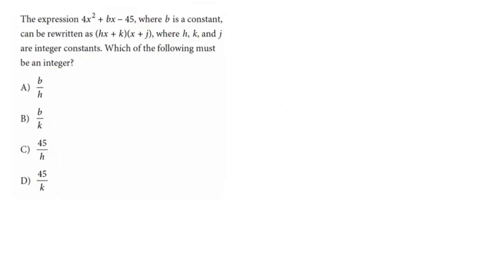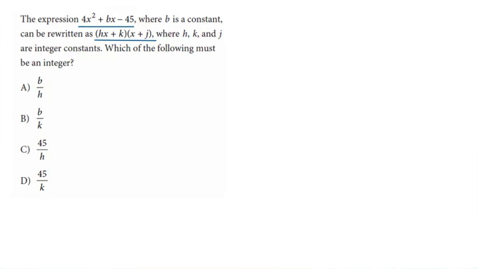Here is another tricky problem. Let's take a look at this one. The expression 4x squared plus bx minus 45, where b is a constant, can be rewritten as this thing, which is a factorized form, where h, k, and j are integer constants. Which of the following must be true? Oh, well, looking at the options, I can't really say anything about anything. So let's look at the information.